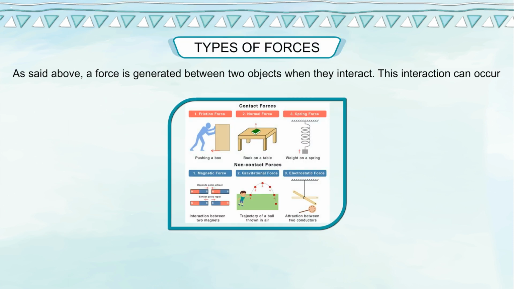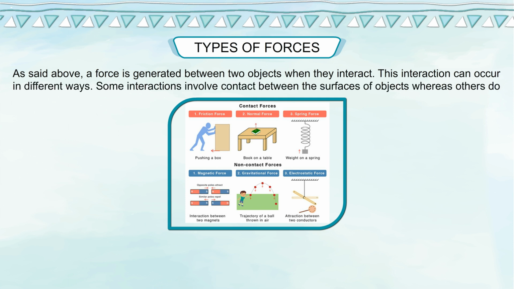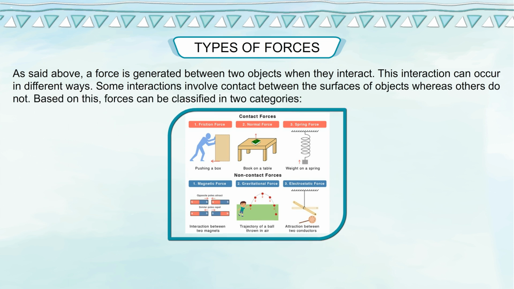Types of forces. As said above, a force is generated between two objects when they interact. This interaction can occur in different ways. Some interactions involve contact between the surfaces of objects, whereas others do not. Based on this, forces can be classified in two categories: contact forces, non-contact forces.